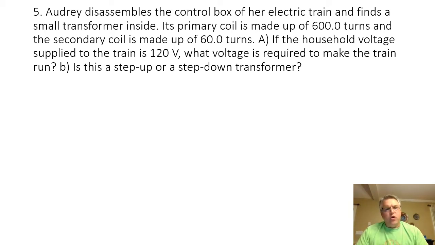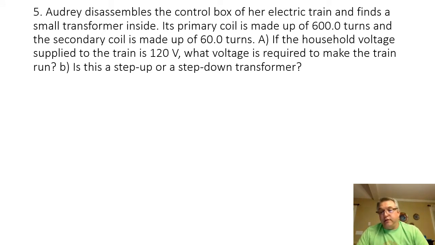First of all, what's up with Audrey? Why is she taking this thing apart? I'm sure her parents paid good money for this electric train, and she's just taking the darn thing apart. I know if I was Audrey's parent, I wouldn't be too happy with the kid. And it'd be the last time I ever bought her an electric train. I could tell you that.